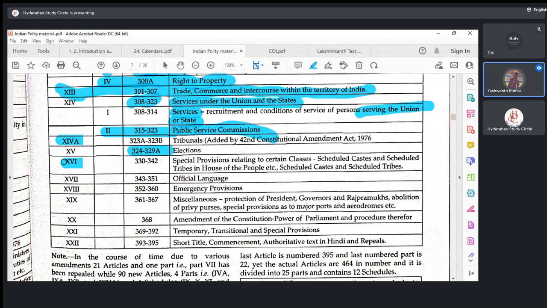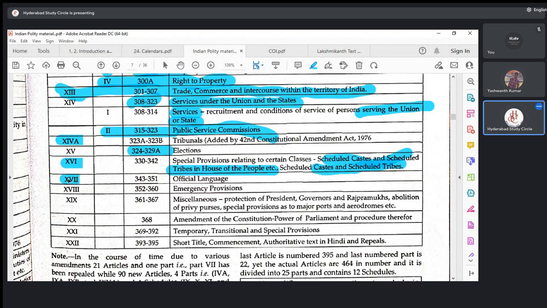Part 16, Article number 332 to 342, special provisions relating to certain classes, scheduled castes and scheduled tribes in the House of the People, etc. That is Part 16.